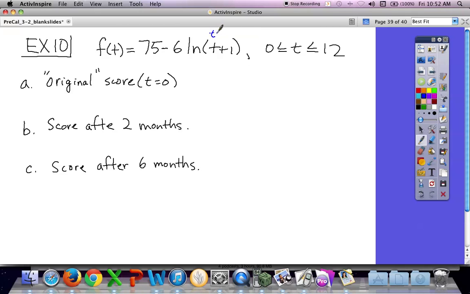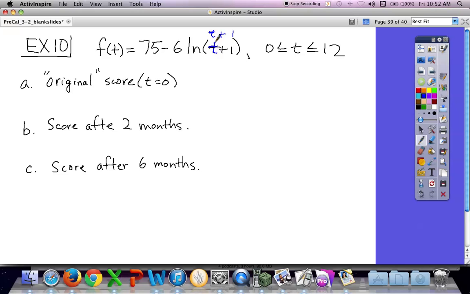That is t plus 1. That's 6 times ln. Look in the book if you need more clarification, right? Because I may have just copied it out of the book.